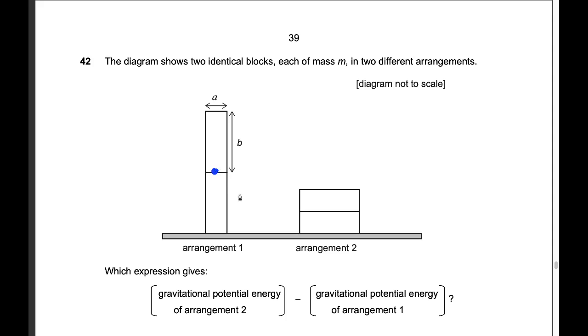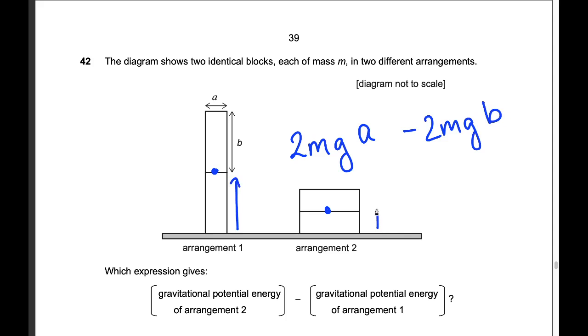So one of them has its center of mass there, which is b above the ground, and the other one has its center of mass here, which is a above the ground. So arrangement 2 actually has less potential energy than arrangement 1, but we're still going to do it that way round, so it's going to be 2mg, so the mass is 2m, times b, and then you're going to take away 2mg times a. Oops, sorry, I've done it the wrong way round. That one should be a, and the other one should be b, because this is b high, and this is just a high.